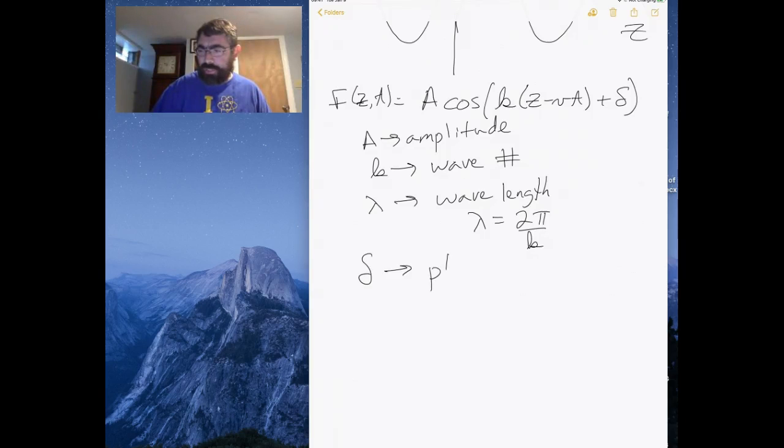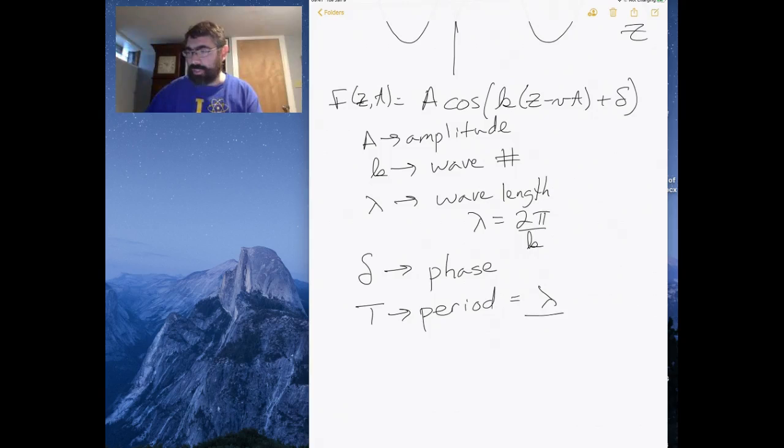Delta is the phase, by how much I'm shifting, how many radians I'm shifting my wave from being centered at the origin. T is the period, so the time for one oscillation. If I think about it, for one oscillation the length is lambda, the speed is v, and so I can write the period as 2 pi over the wave number times v.